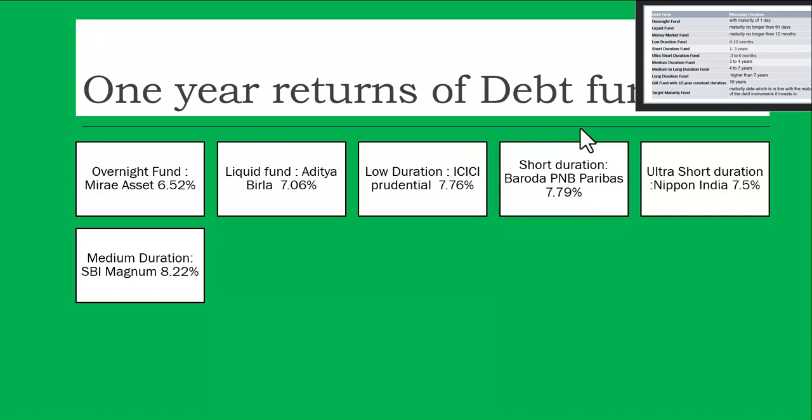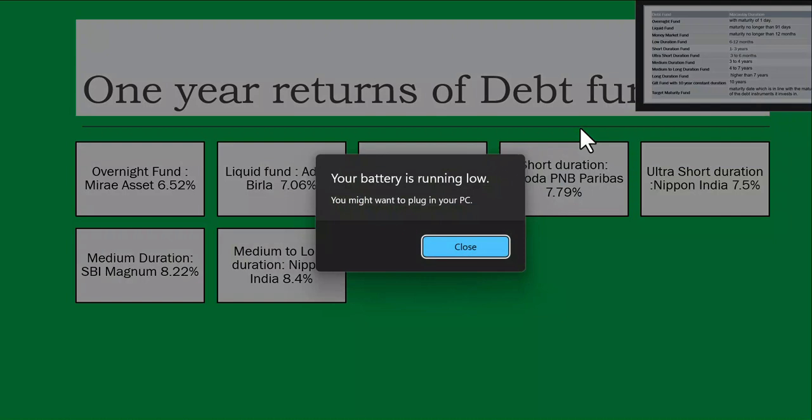Otherwise, you find that the medium duration is giving you a lower return than the low duration. I'll just show you the chart. I'll show you the interest rate in India, how it has reacted in the last 1 year, seeing the government curve. Okay. Medium to long run, Nippon is giving 8.4%. So this is a long-term bond fund. How much is it giving? 8.44. So when the interest rates are dropping, it makes sense.